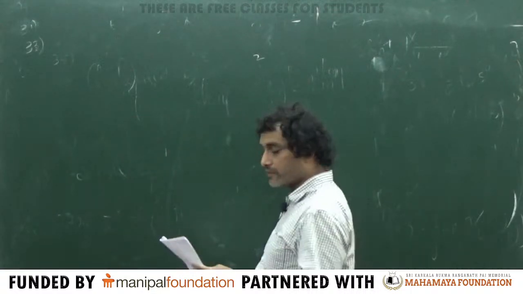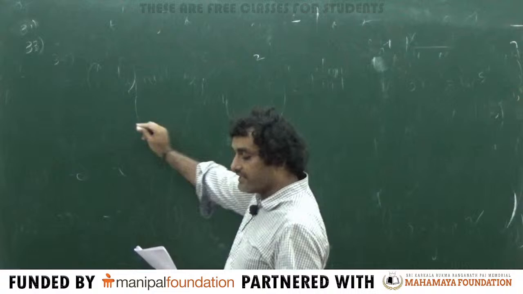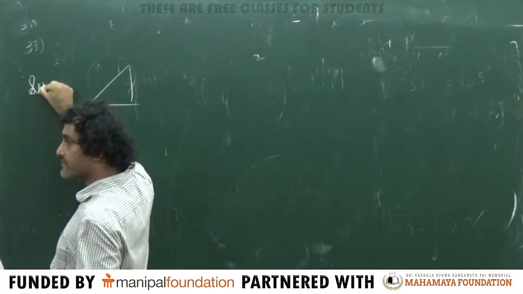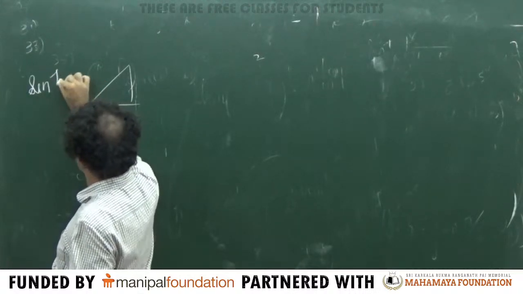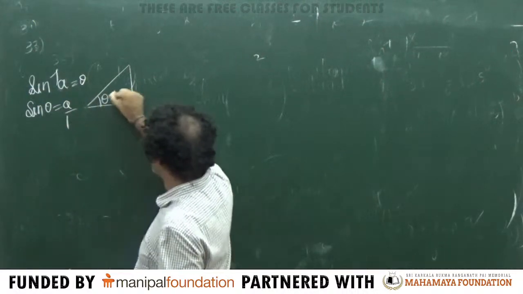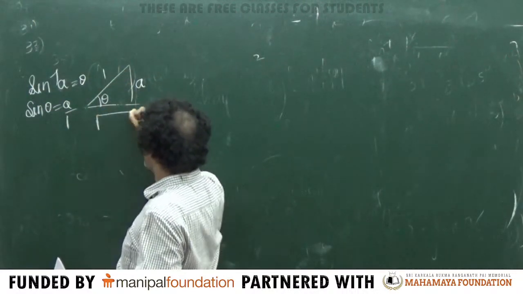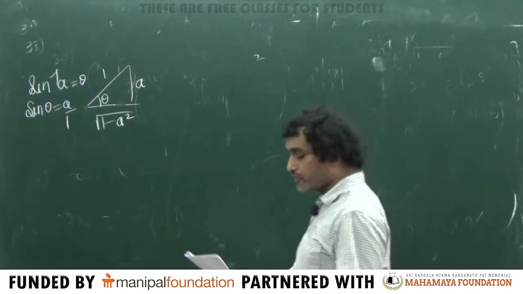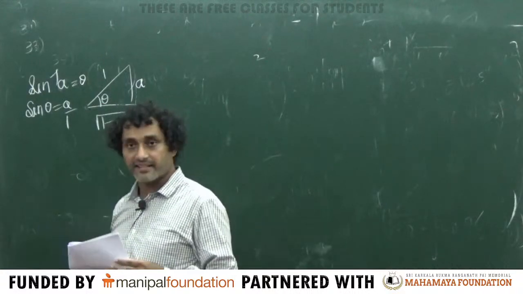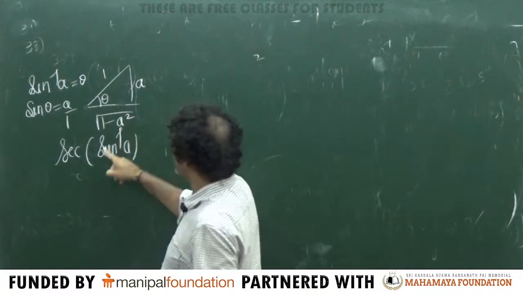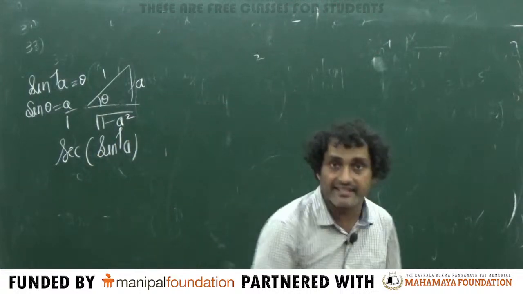Don't look at the last thing, isn't it sine inverse A? So take sine inverse A as theta, so sine theta is A, right? A means A by 1, this is theta, this opposite by this. So won't this be root of 1 minus A square? Correct? What you want is secant of sine inverse A. I don't want sine inverse A, I need secant.